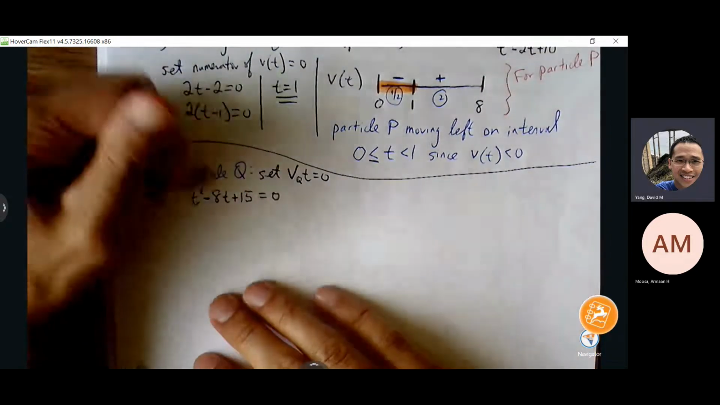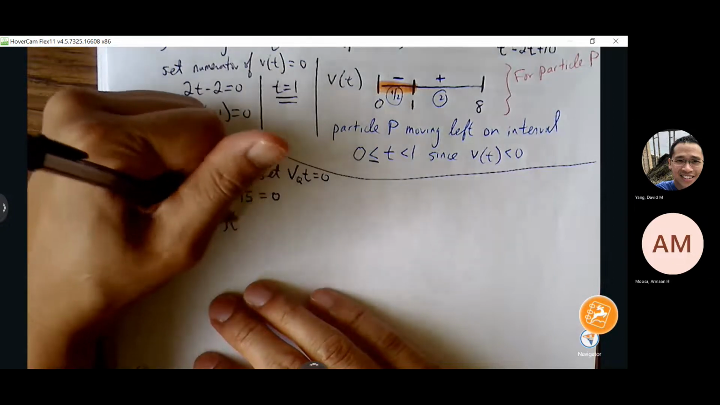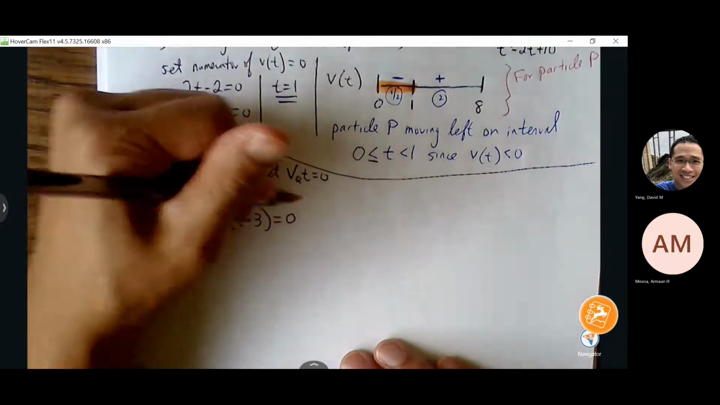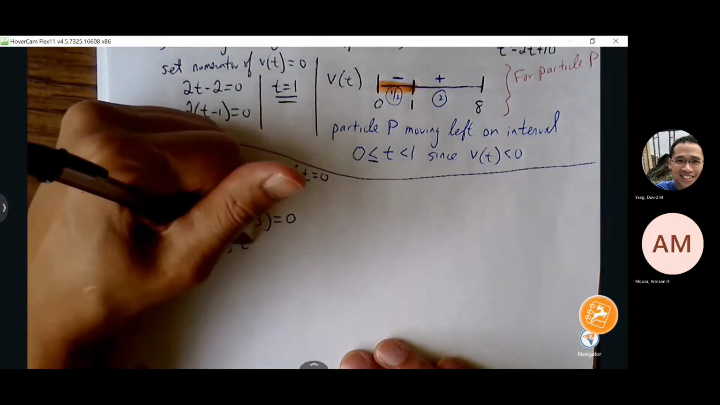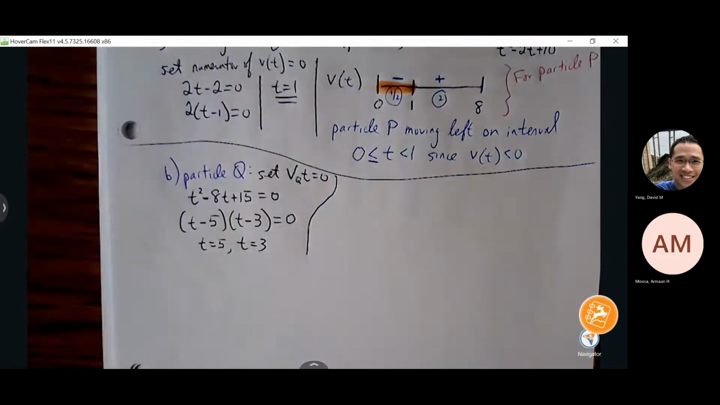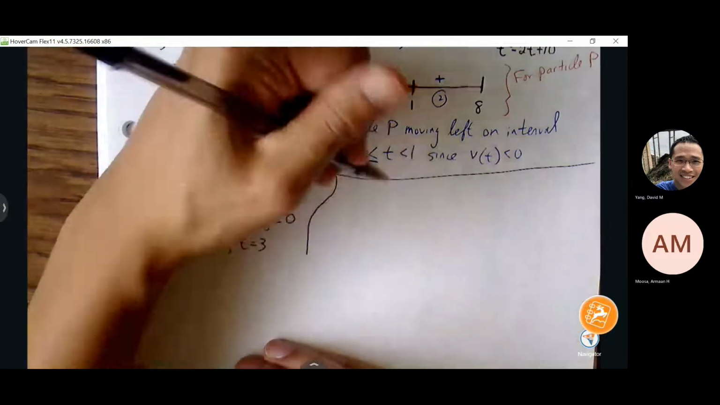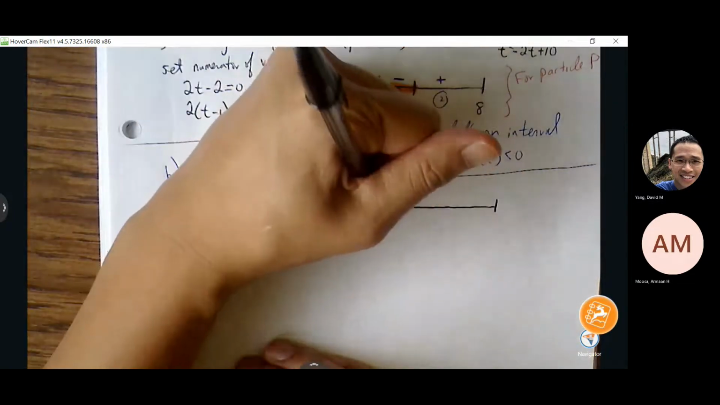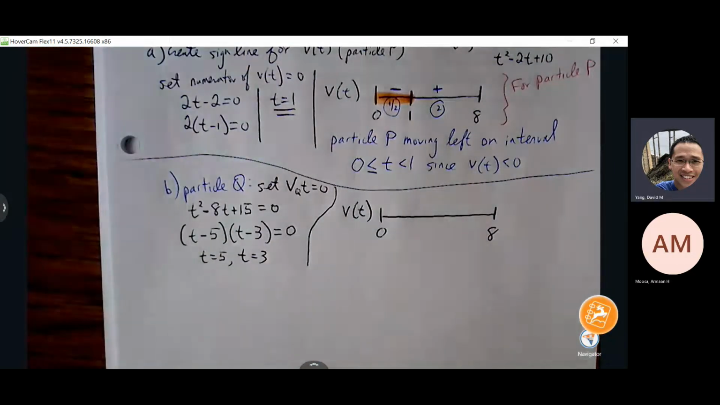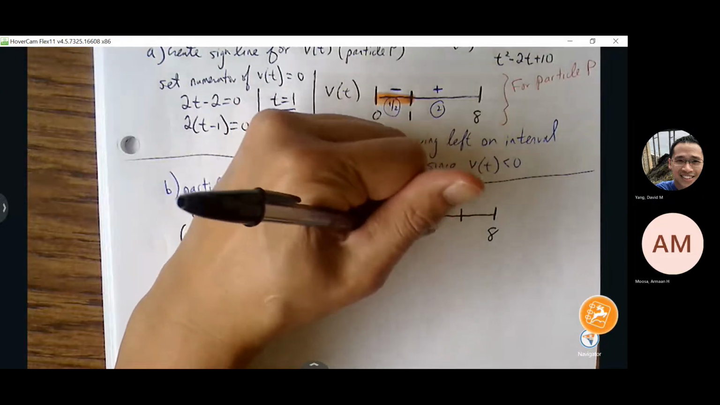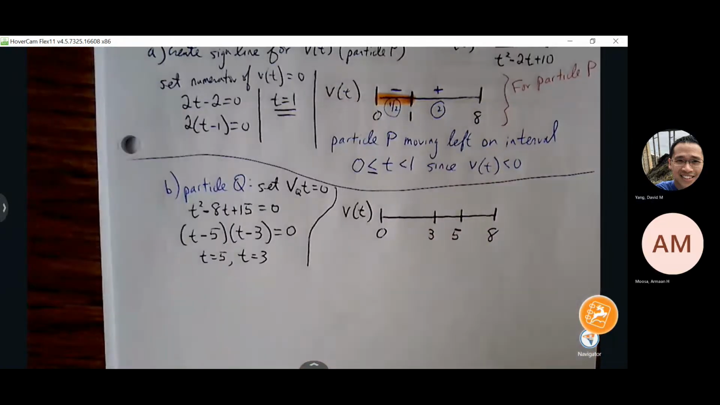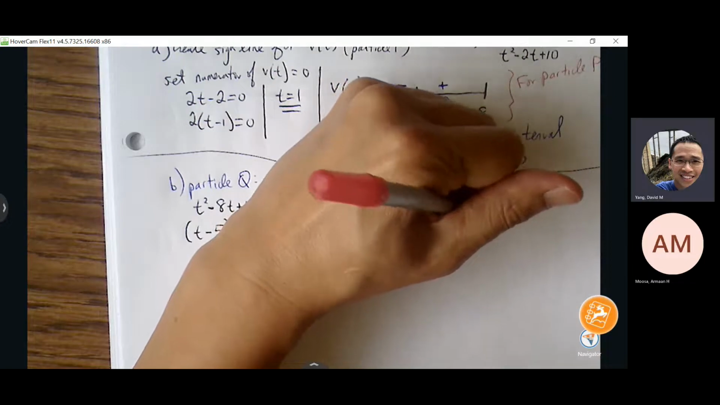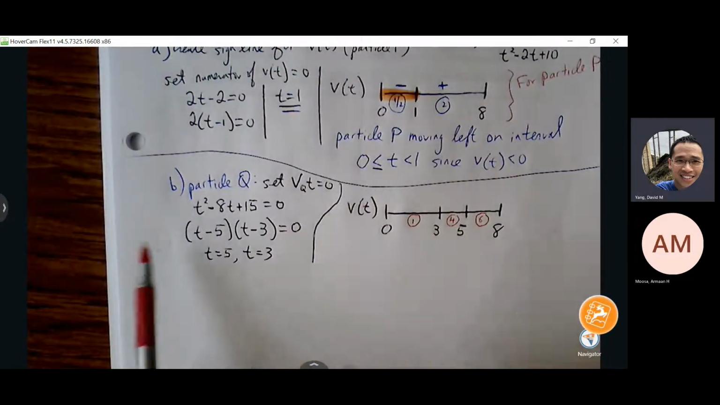Multiplies to be 15, adds to be negative 8. Solve for t, we get 3 and 5. Zero and 8, 3 and 5 show up as critical points to test. So I'll test 1, I'll test 4, and I'll test 6. Test it against particle Q's velocity function.